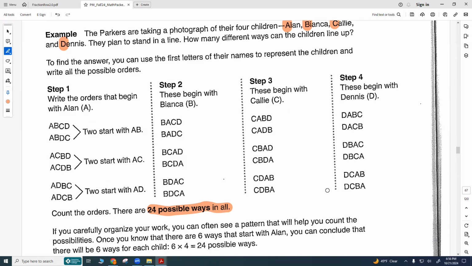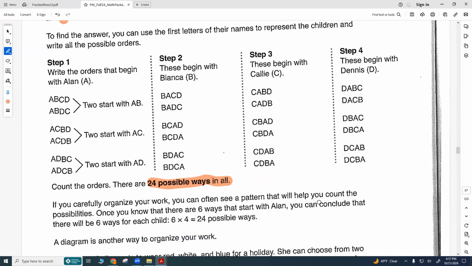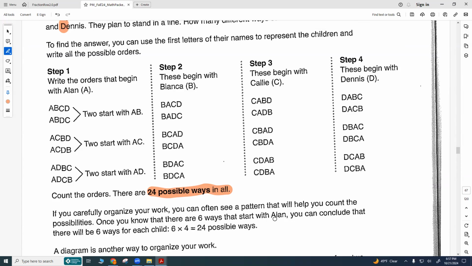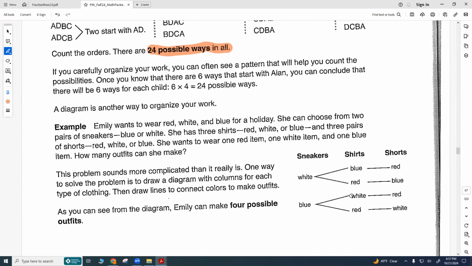And so if you carefully organize your work, you can often see a pattern that can help you count the possibilities. So once you know that there are 6 ways that start with Alan, you can conclude there will be 6 ways for each child, which would be 6 times 4, 24 possible ways. Okay. And so you can make a table. You could also make more of a diagram, depending on what you've got.